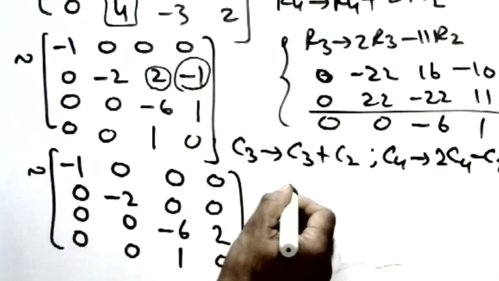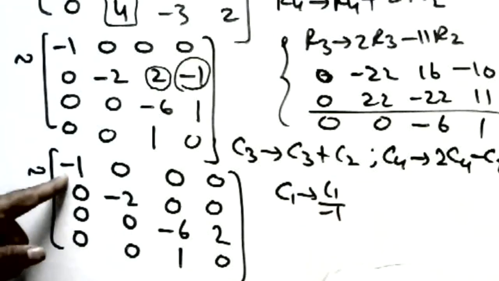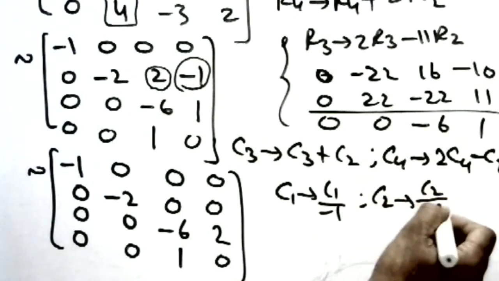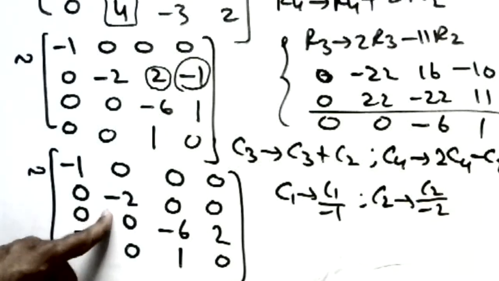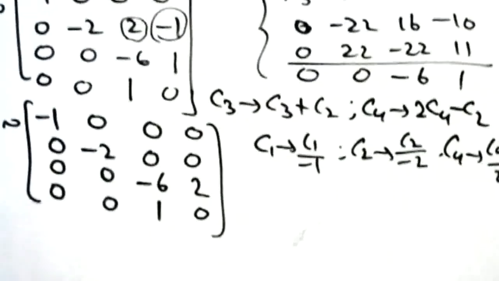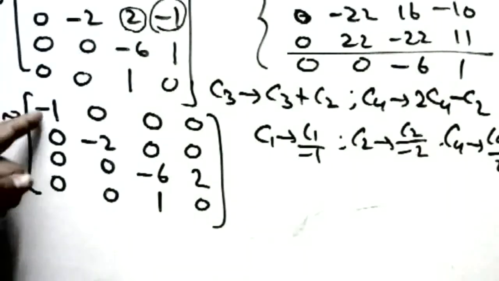Okay, let me do some changes here. See here, I am taking common. C1 implies C1 by minus 1. Let me take minus common here. C2 implies C2 by minus 2. Let me take minus 2 common here. We can take 2 common here. C4 implies C4 by 2. If we take common, the numbers will become easier.